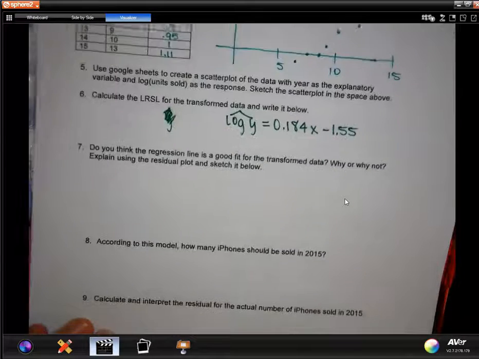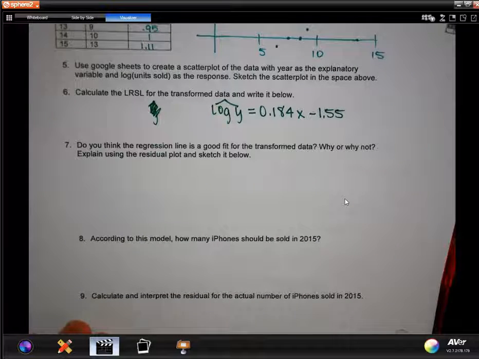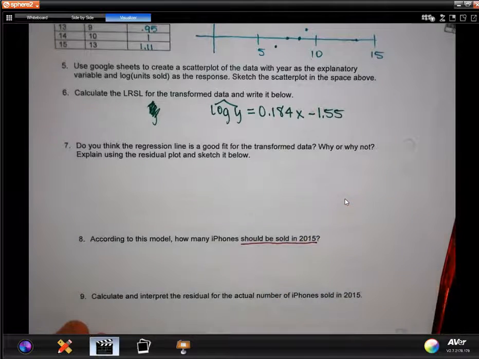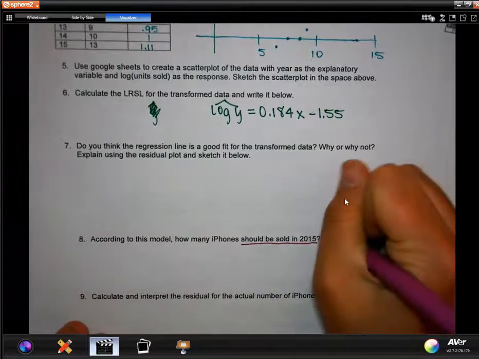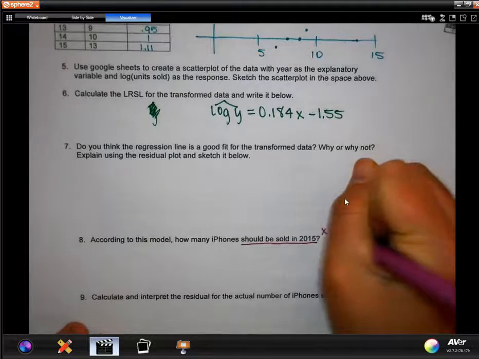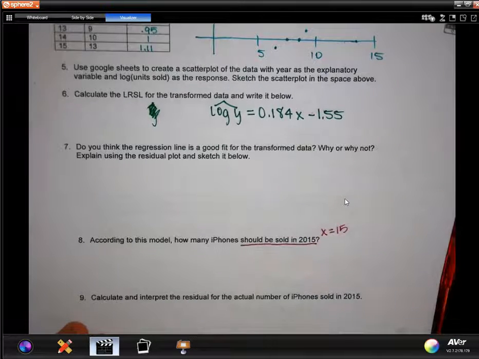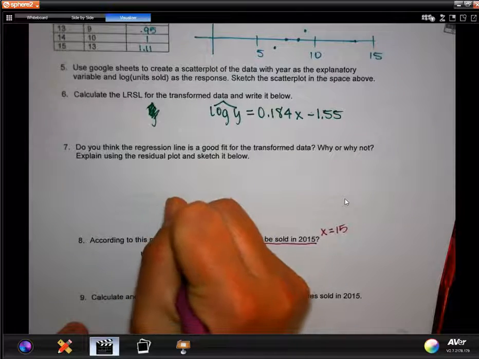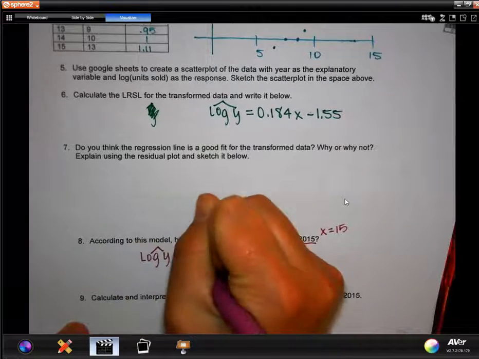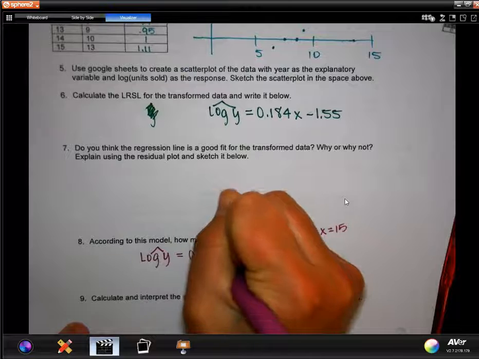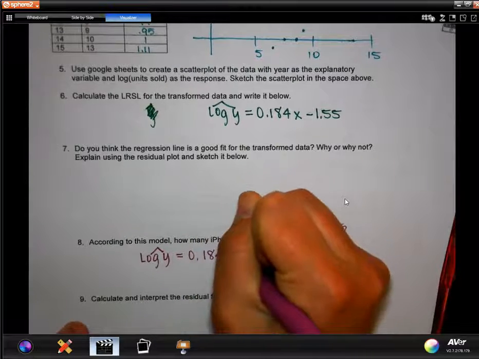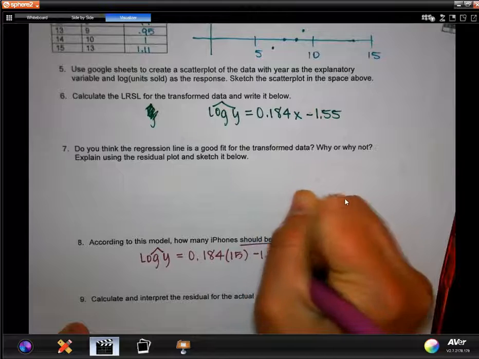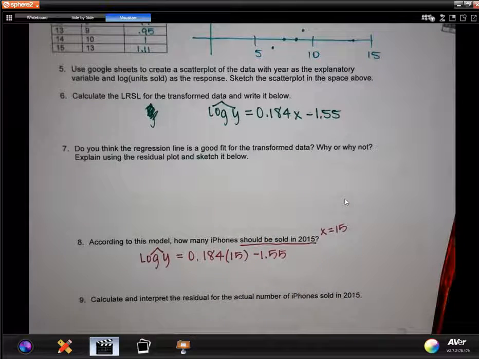When you are making a prediction for how many units should be sold in 2015, this means you're putting 15 in for X, right? Because that's 15 years after 2000. So our LSRL is 0.184, and I'm going to put 15 in for X, and then it's minus 1.55. And that's the log of Y.